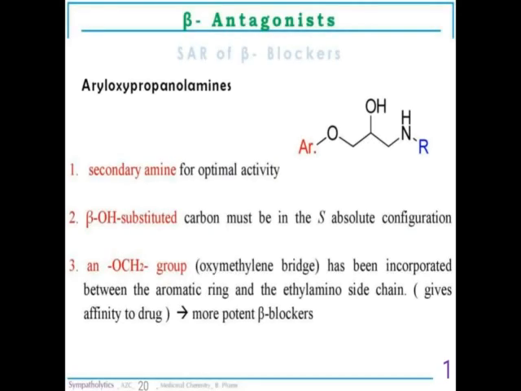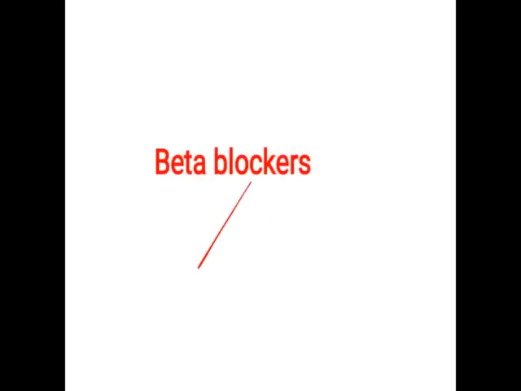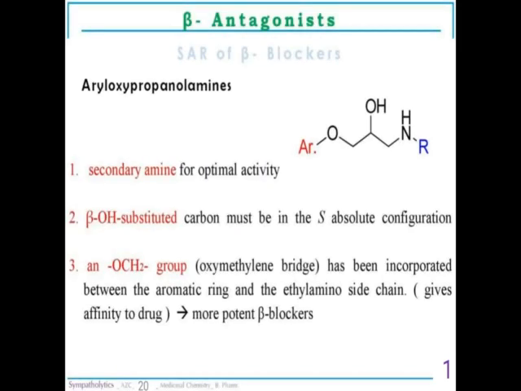So this is the general structure of a beta blocker. Now we will move to the sympatholytic drugs, and in that we start with the beta blockers. The drugs which are responsible to block the beta receptor are called beta blockers. So that is the general structure of beta blockers.